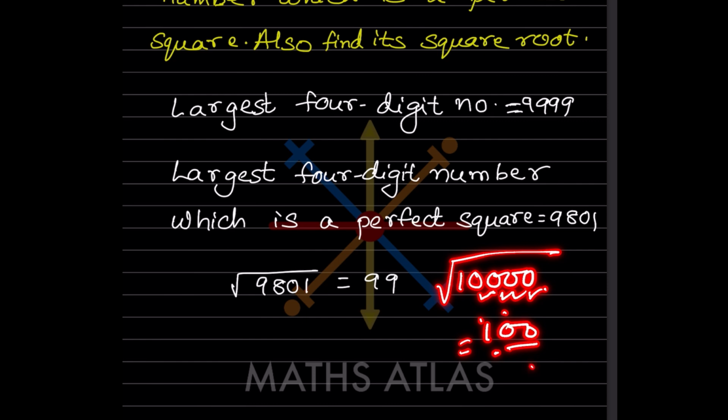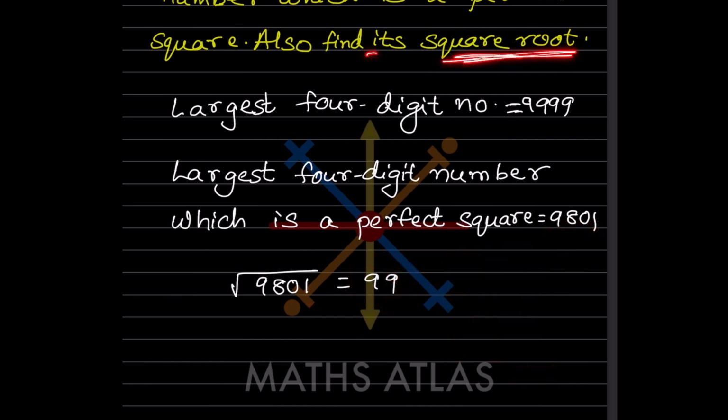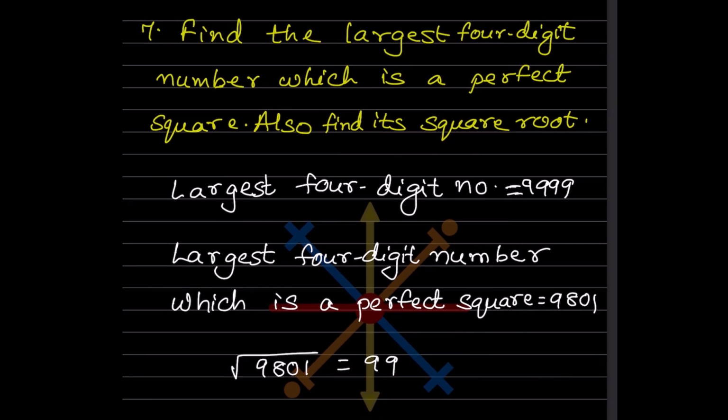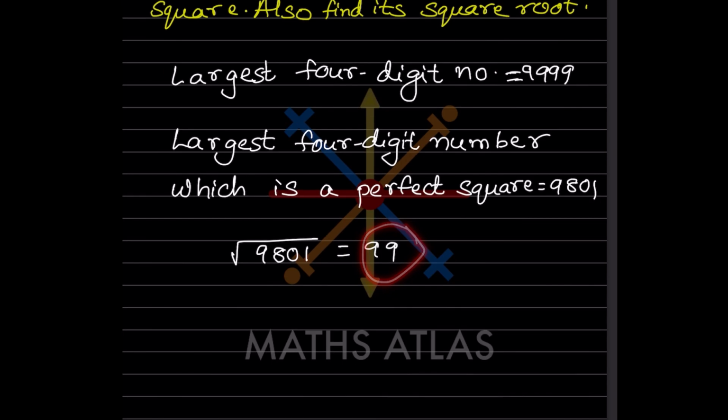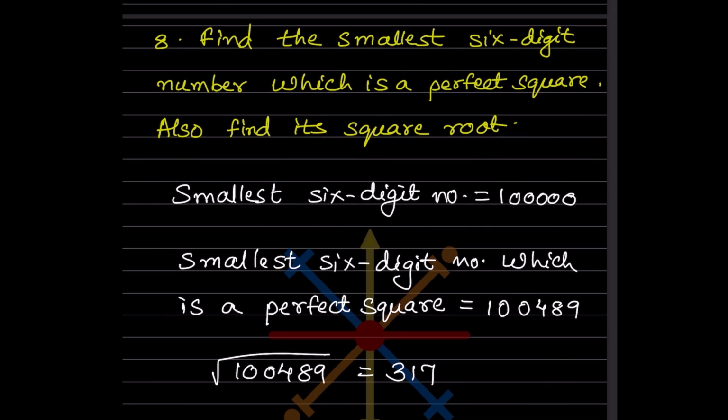So the only possibility is taking 99. So 99 into 99, that is going to be 9801. You can just calculate and see. So we can say the largest four digit number which is a perfect square is 9801. So we can write the square root of 9801 is 99, because they asked to also find its square root. Now: find the smallest six digit number which is a perfect square, also find its square root.